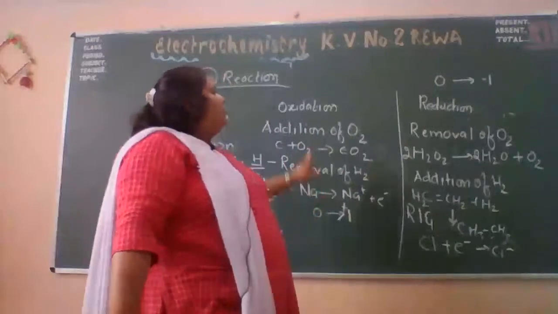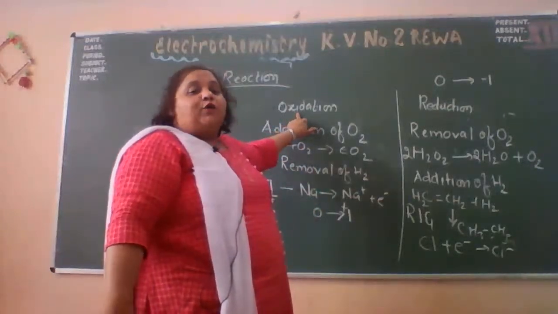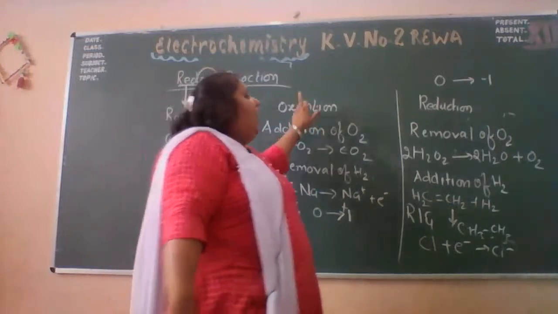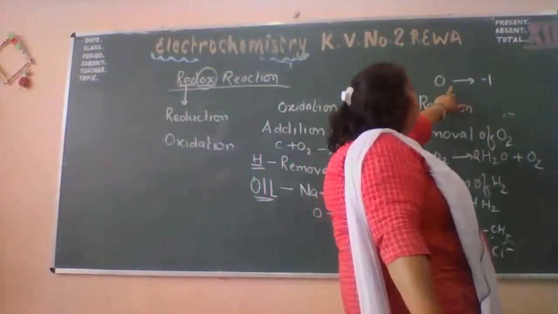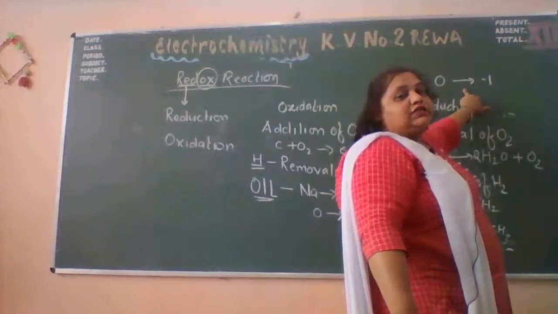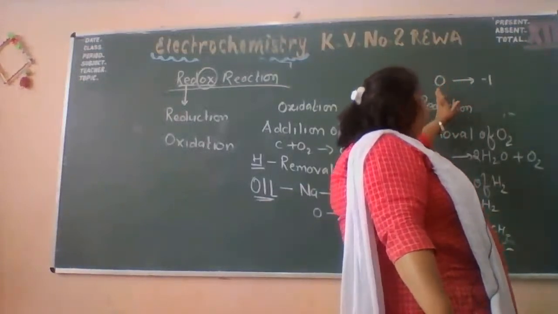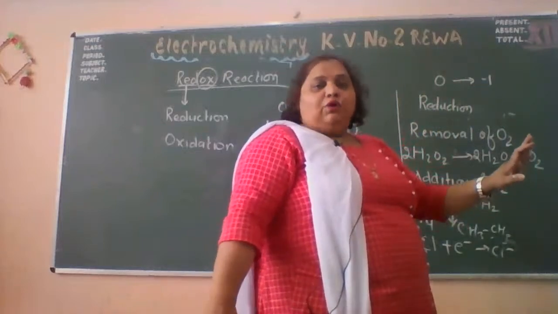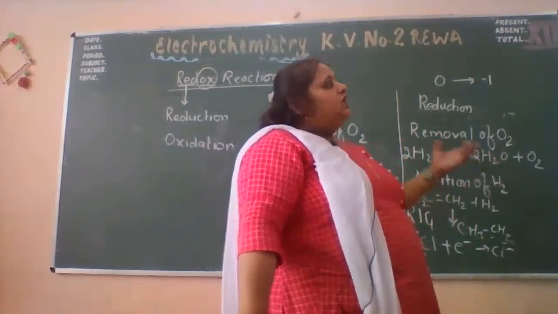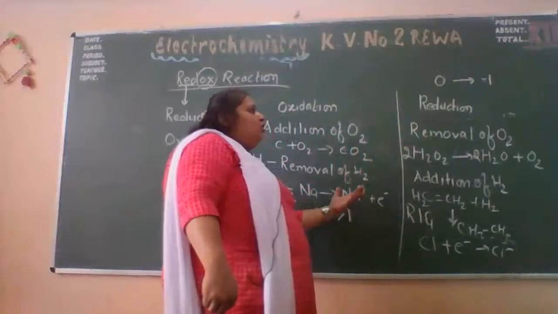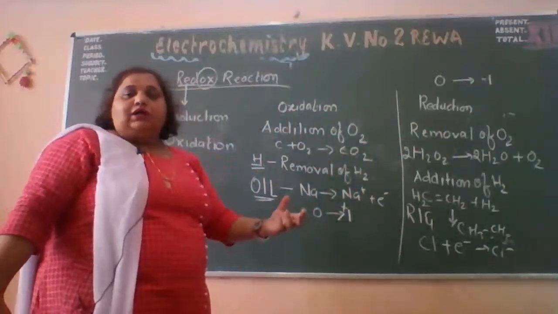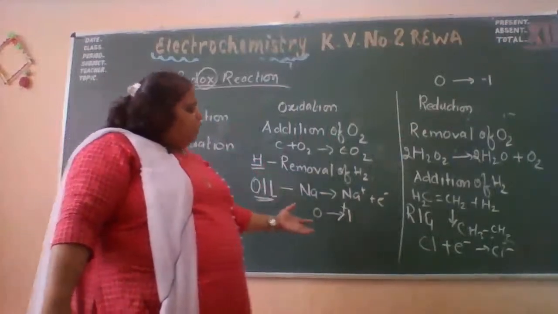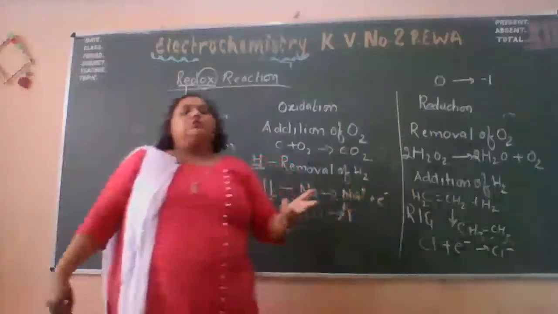Always and always oxidation is accompanied with the positive change in the oxidation number, and the reduction always a decrease in the oxidation number. This may be -1 to -2 also, that is also a decrease. +1 to 0, +2 to +1, that is also a decrease. This may be 0 to +1, +1 to +2.